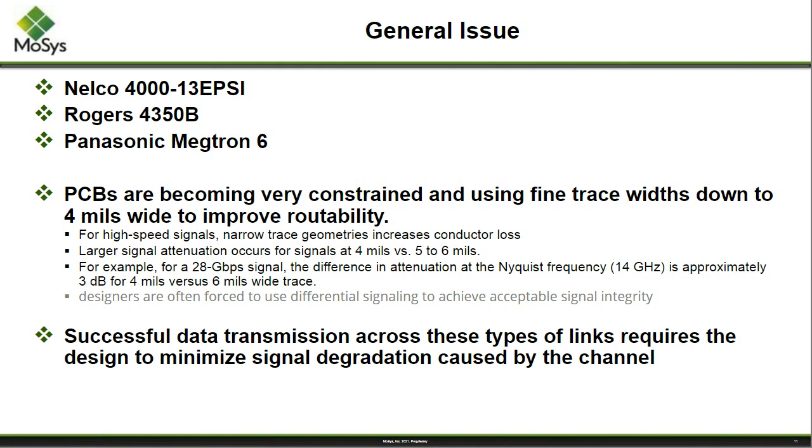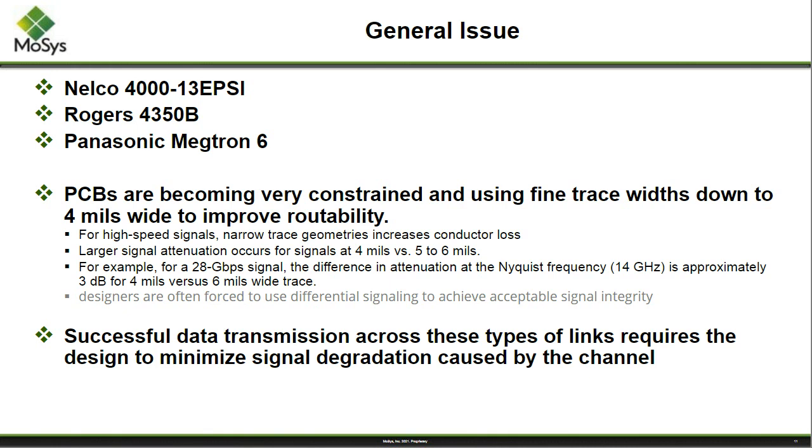And again, you can create discontinuities, or when you narrow it down and make it harder, you can actually have more dB loss. We noticed that for a 28 gig signal, and most things you measure at Nyquist, which is half the high-end frequency range, so at 14 gig, you'll get an additional 3 dB loss over a 4 mil trace versus a 6 mil trace. So it's a real measurable impact to try and be as conservative as you can when you're doing signal layout.